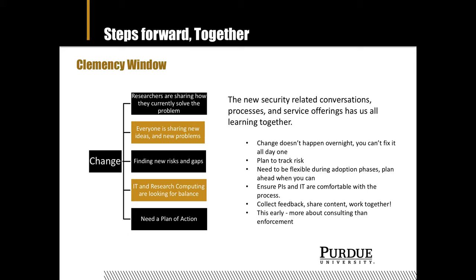But noting it as a risk, as something that they need to be thinking of, and maybe for the next time, and getting that fixed going forward has really been one of the deliverables. We need to be flexible during the adoption, plan ahead when we can, and make sure that everybody is comfortable with the process. If they're not comfortable, we're not going to be successful. Get that feedback, share it, make changes, and evolve.